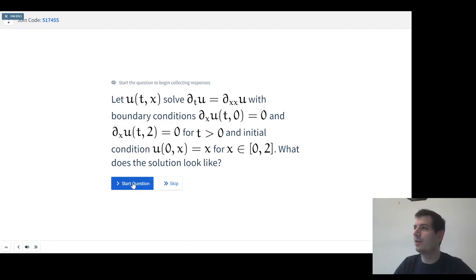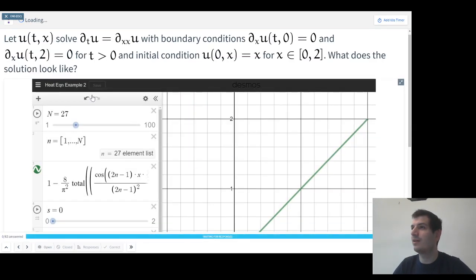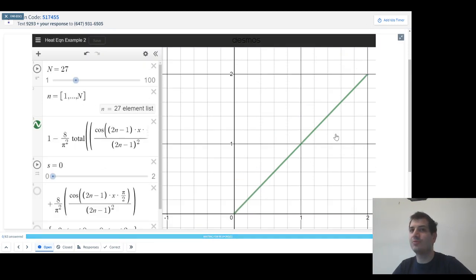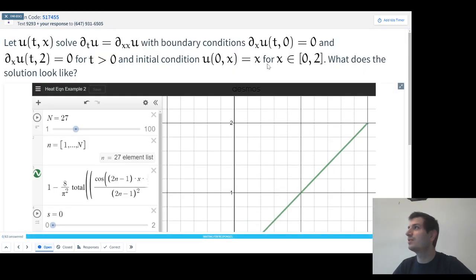And this is the problem we're going to be doing. It was the last one we ended on last time. So I have this equation, which is a line. So it's the initial condition u of 0, x equals x. It's a line. And I have some boundary conditions that I told you here.